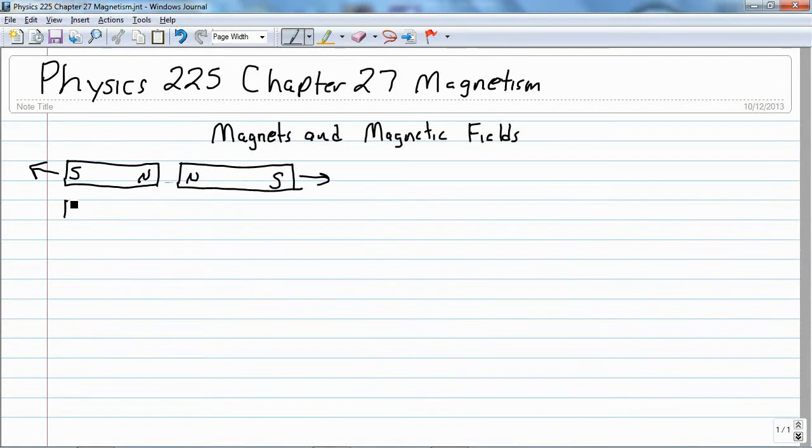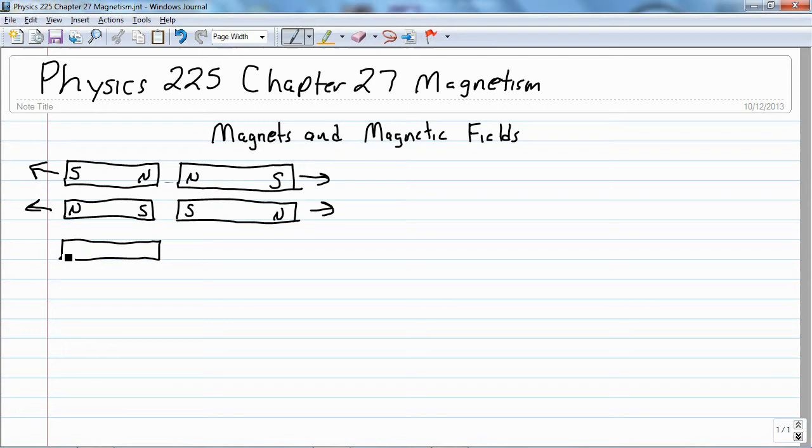And if I put the south sides together, I'm going to get the same thing. I'm going to get repulsion. But if I put a north and a south together, now I'm going to get an attraction.